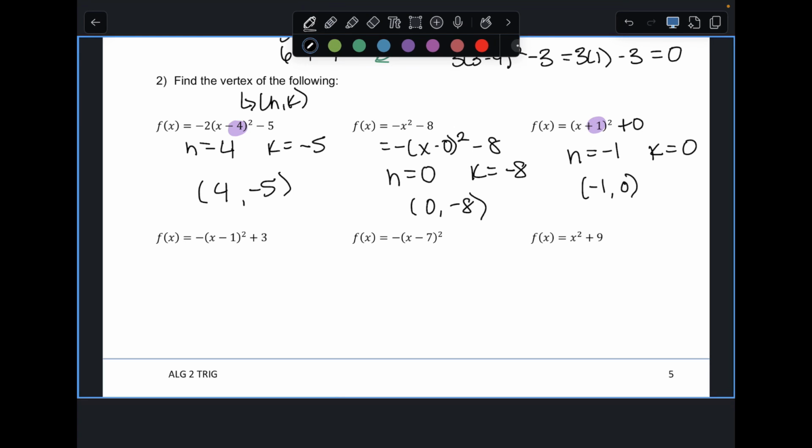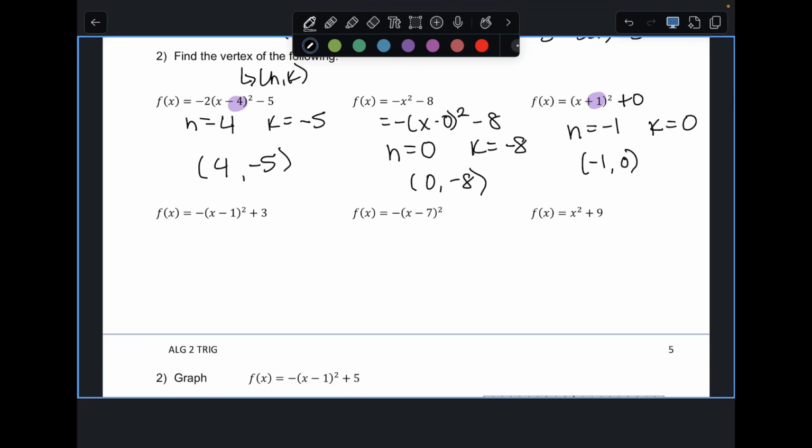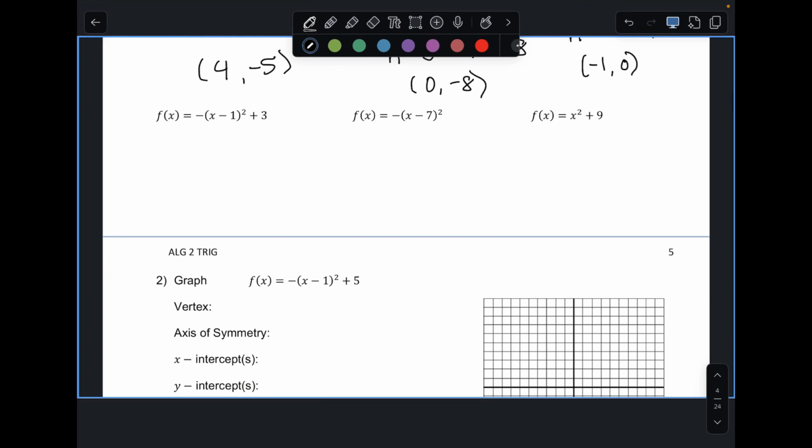I want you guys to do these bottom 3, find the vertex. Once you're done with that, I also want you to find the vertex of the next graphing one on page 5. So find these vertices, and find the vertex of this one. Then we'll graph it together.